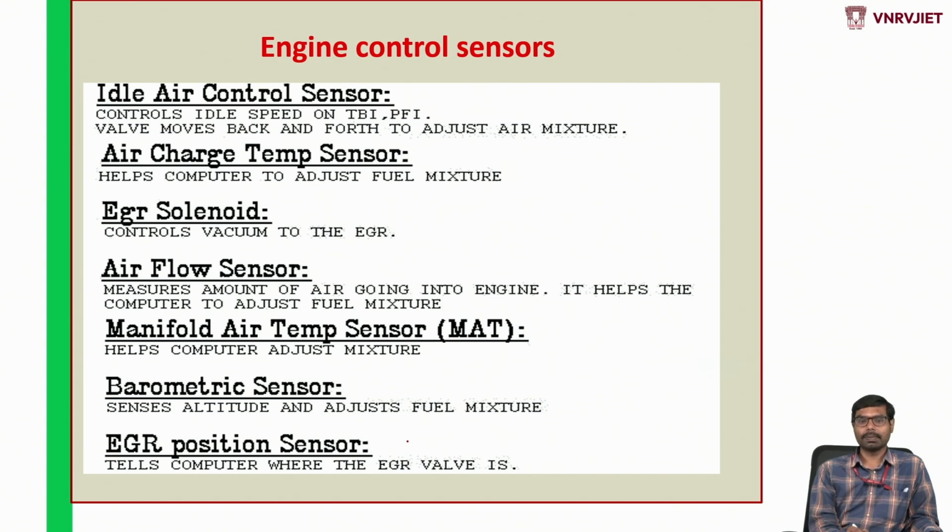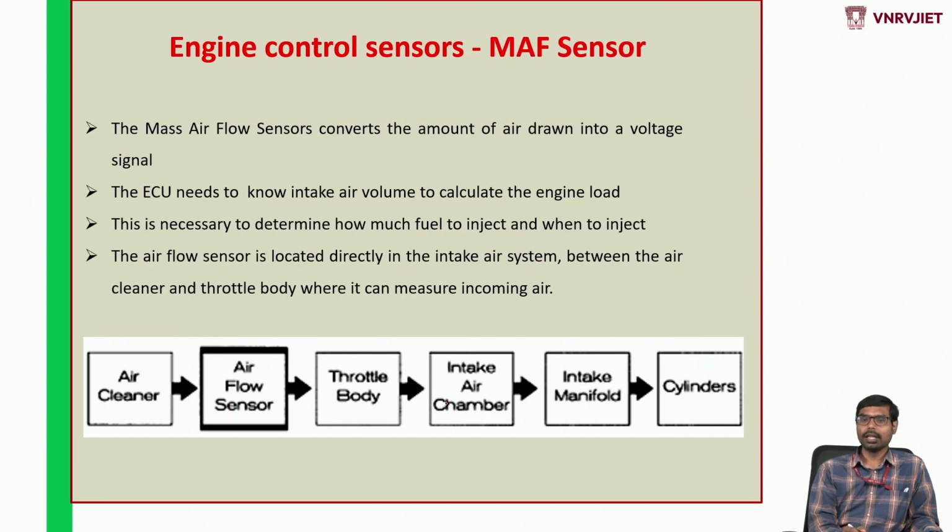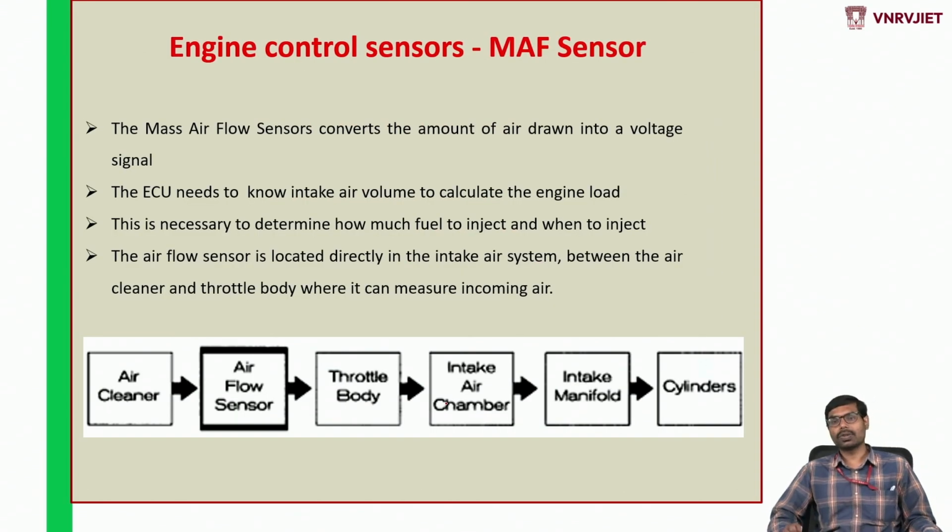Similarly, air charge temperature sensor, EGR solenoid, airflow sensor, as we discussed in the last class. So these are some of the sensors, such as the EGR position sensor, which we are going to discuss in our coming classes. Okay. So the first sensor which I mentioned is the mass airflow rate sensor.